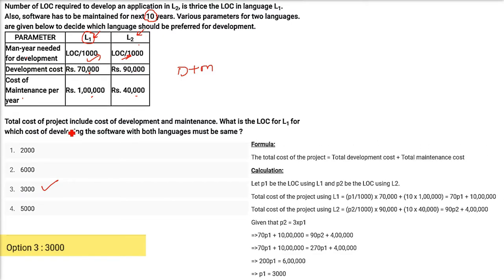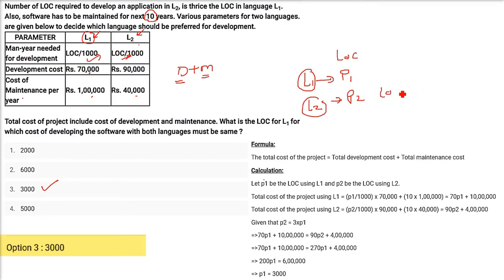See, the total cost of the project is total development cost plus total maintenance cost. This we have to do. Now for L1, let us say the line of code is P1. P1 is the line of code for L1. And for language 2, let us say the line of code is P2. So what is the total cost of the project using L1?